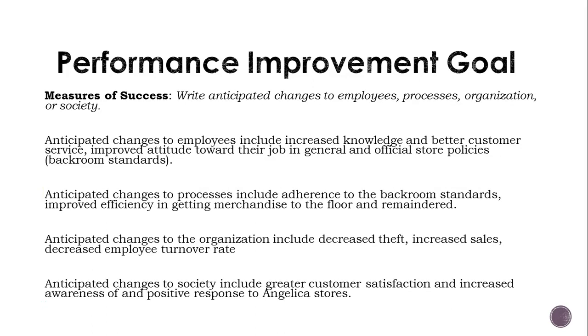Now that you've established a goal, you're going to take a look at the measures that you'll use to see whether you're successful or not. Anticipated changes to employees include increased knowledge and better customer service, also improved attitude towards their job in general, and official store policies such as the backroom standards. Anticipated changes in processes include adherence to the backroom standards, improved efficiency in getting merchandise to the floor and remaindered. Anticipated changes to the organization include decreased theft, increased sales, and decreased employee turnover rate. And finally, anticipated changes to society include greater customer satisfaction and increased awareness of and positive response to Angelica's stores. So understanding all these anticipated changes, having them all happen, will eventually get you to the goal that we just discussed in the previous slide.